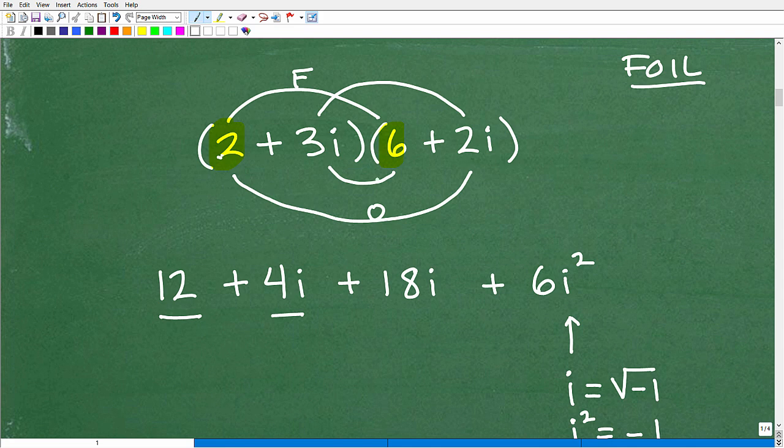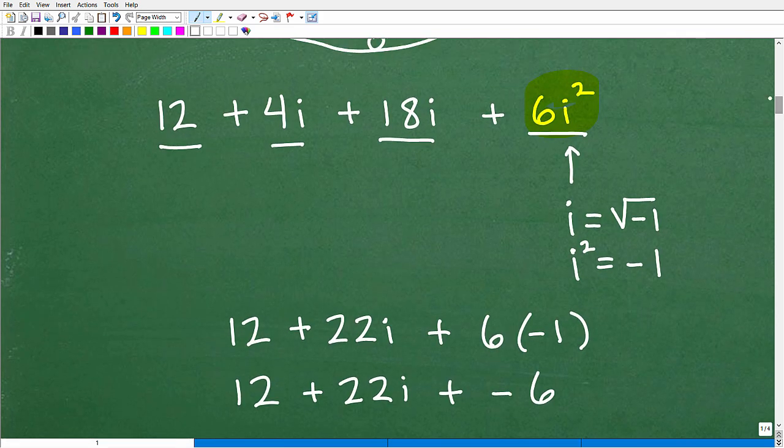Now we have our inner, which is 3i times 6, giving us 18i. Then we have our last, the 3i and 2i. 3i times 2i is going to be 6i squared. It's usually when you're multiplying these two imaginary components that students get a little confused. So that's 6i squared right there. Now we just have to clean this up and combine like terms. How do we do that? Well, we have to address this i squared. Again, this is where students get a little confused.